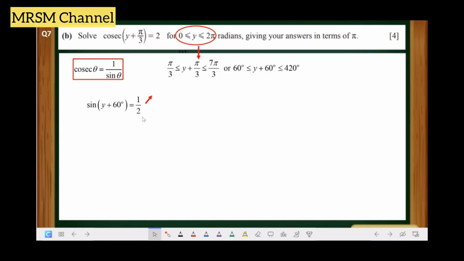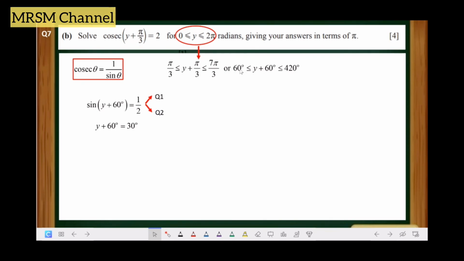Alright. Before finding the basic angle, we first look at which quadrants sin is positive. Sin is positive in quadrant 1 and quadrant 2. Okay, sin is positive in quadrant 1 and quadrant 2. So we want to find angles in quadrant 1 and quadrant 2. Okay, so the basic angle is 30. You shift sin 1 over 2, you will get 30 degrees. Okay, now we go to this one. 30 degrees.